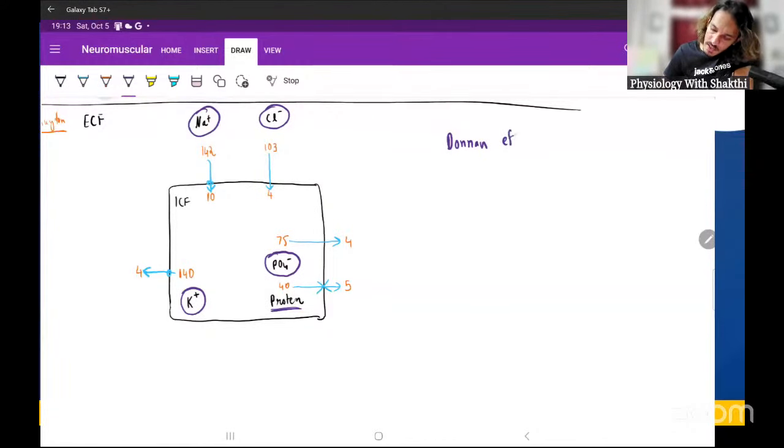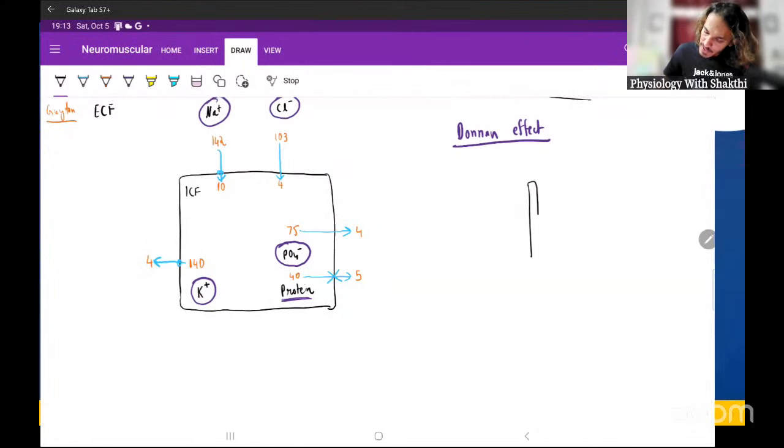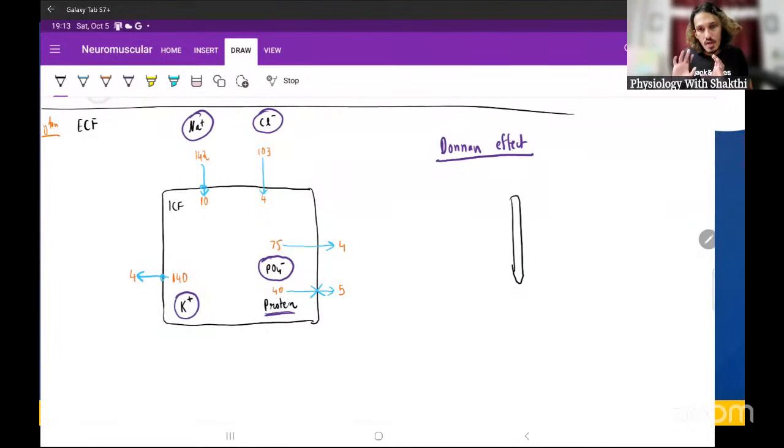Okay, the Donnan effect. This tells us that if you take a membrane and put different particles on either side of it, and there is something that is non-diffusible, impermeable through the membrane, and there are diffusible substances, then the presence of non-diffusible or impermeable substances will determine the flow of the permeable substances actually. So it's not as simple as you'd imagine.